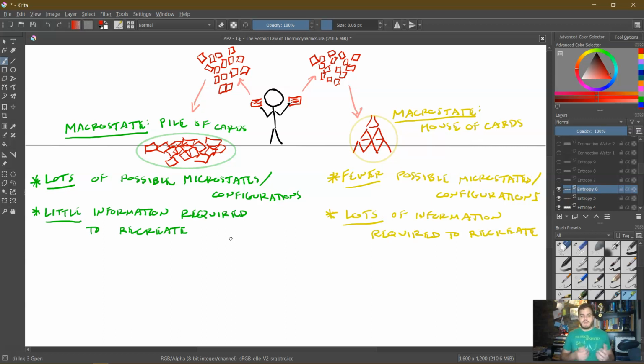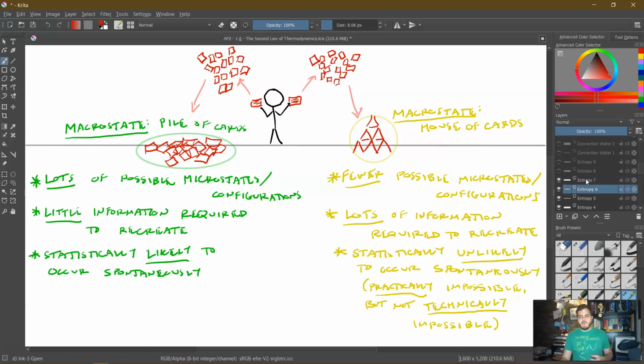And one additional point, there's little information required to recreate a pile of cards. Another way to think about this is that if I told you I made a pile of cards, most of you could probably recreate it with pretty close accuracy with very little information. Whereas if I said, I want you to take a stack of cards and make a house of cards, lots of information is required to recreate that. Like, for instance, how do you know how many go across, how many go up, how exactly the angle was? So lots more information is required there.